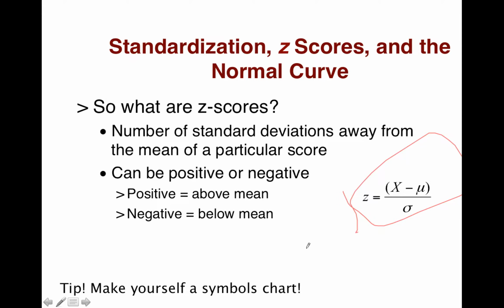And so what I really want you to do is make that symbols chart that we've talked about a couple times now. And so let me talk about each piece separately. So the first one is X here. Remember that X is an individual person's score. So it's one score for one person.